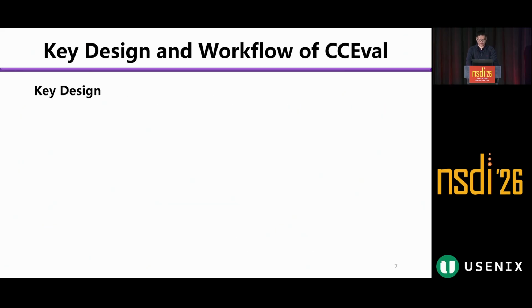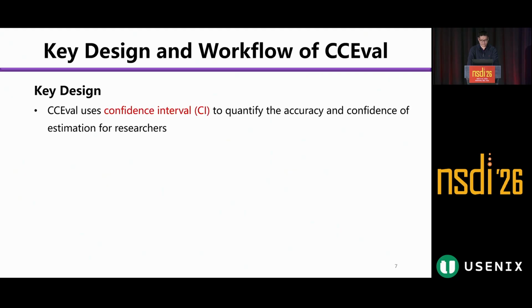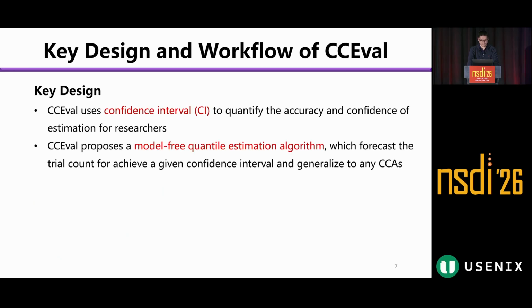So to achieve accurate and confident estimation in CCA evaluation, we propose CCEval. CCEval contains 3 key designs. First, CCEval uses the confidence interval, CI, to quantify the accuracy and the confidence of estimation for researchers. Second, CCEval proposes a model-free quantile estimation algorithm, which forecasts the trial count needed to achieve a given confidence interval and generalizes to any CCAs.